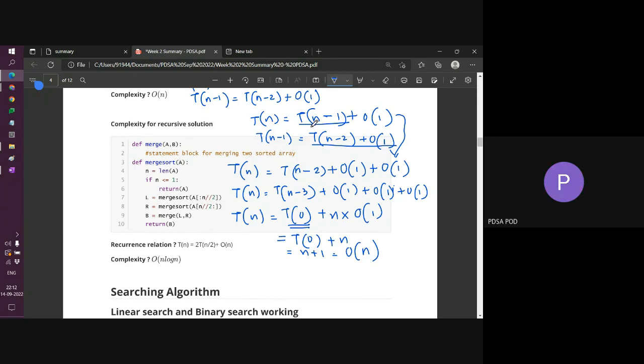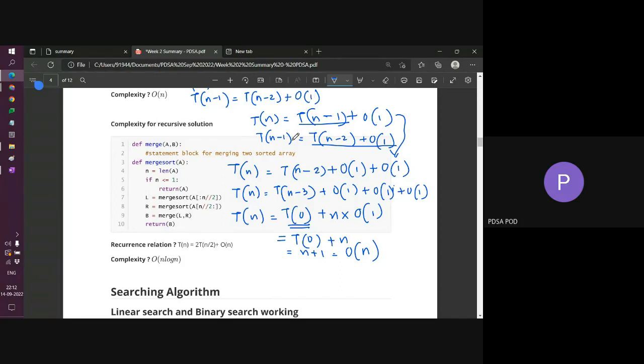Certain recurrence relations may not be that straightforward. It might be a little tricky, like in merge sort. Merge sort is also not that difficult, no? You have the T of n by 2 and then plus an n factor, right? T of n by 2 plus T of n by 2, and finally there is a plus n which is for the merge method, right? That is what gives the n log n, no? Okay, we'll come to that.